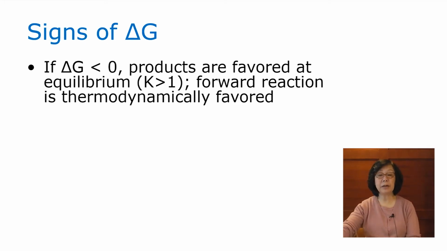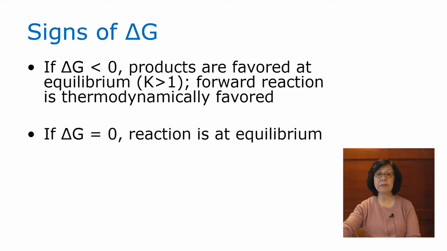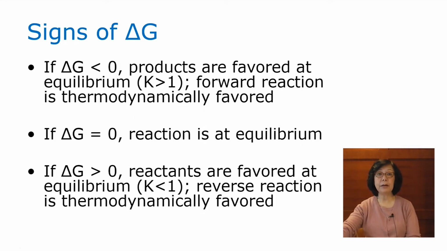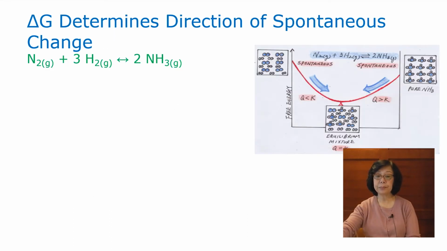If the sign of delta G is less than 0, that means the products are favored at equilibrium, meaning the equilibrium constant is greater than 1, and the forward reaction is favored. If delta G equals 0, the reaction is at equilibrium. If delta G is greater than 0, reactants are favored at equilibrium, the equilibrium constant is less than 1, and the reverse reaction is thermodynamically favored. Now let's look at the diagram very carefully.